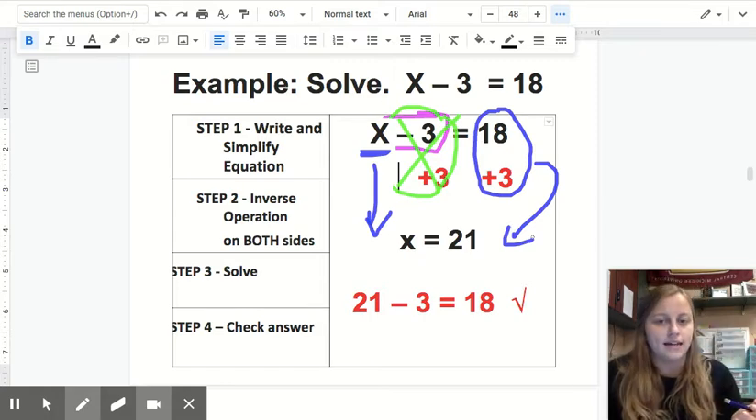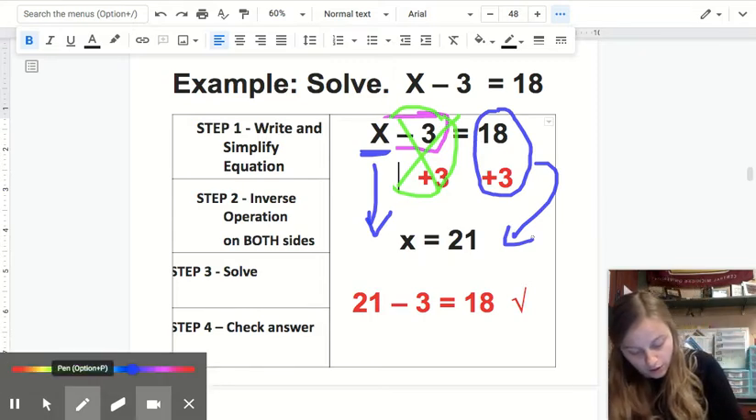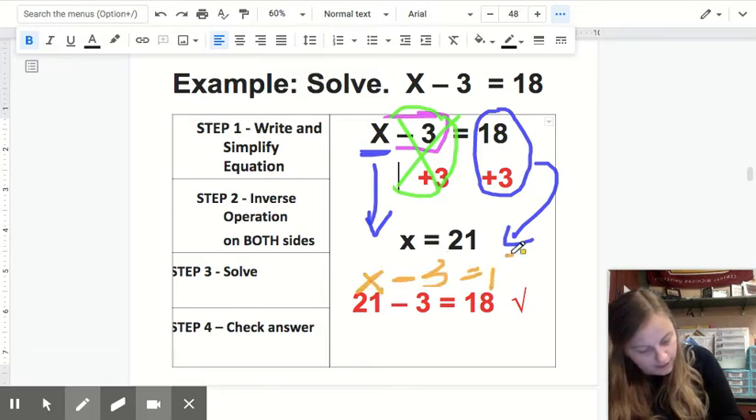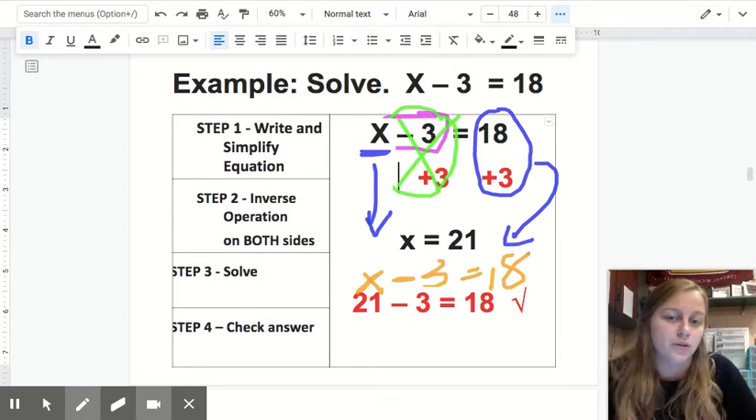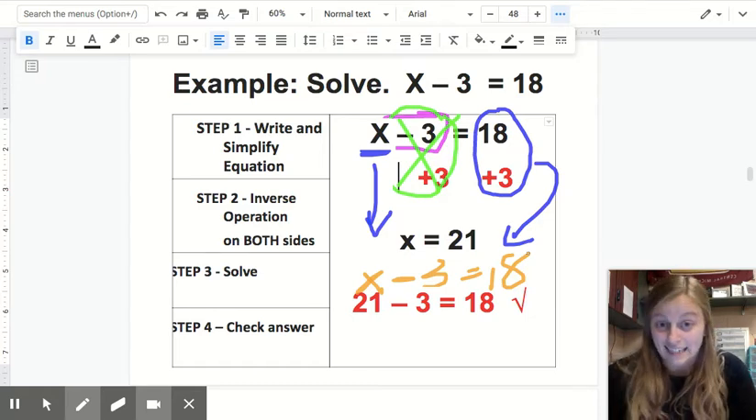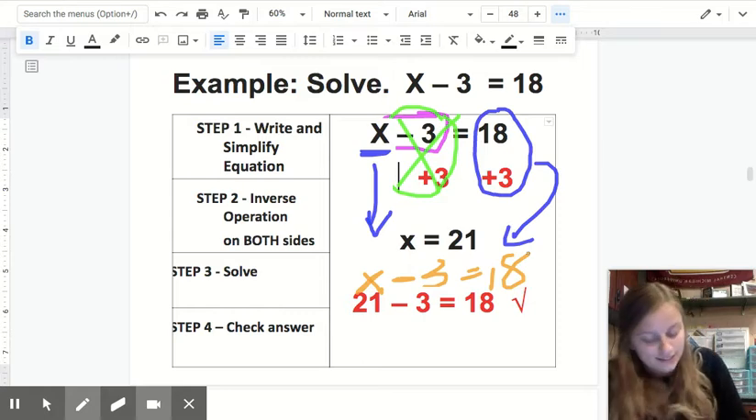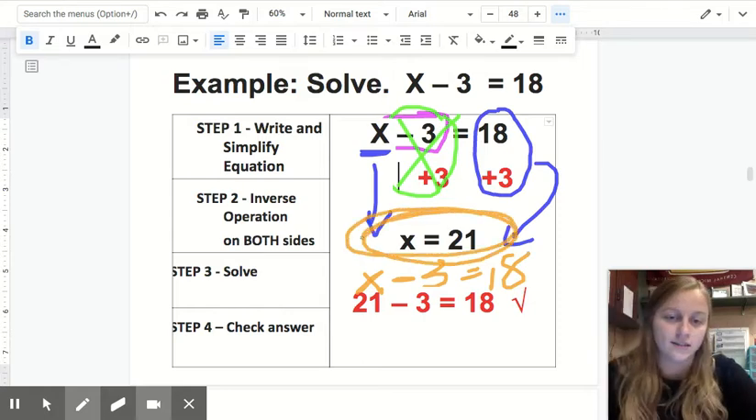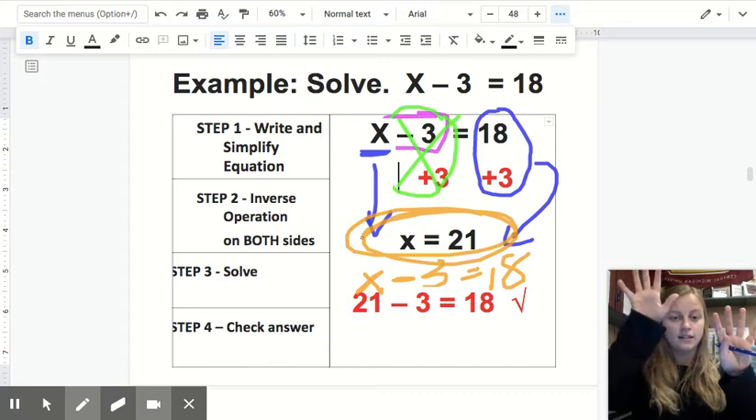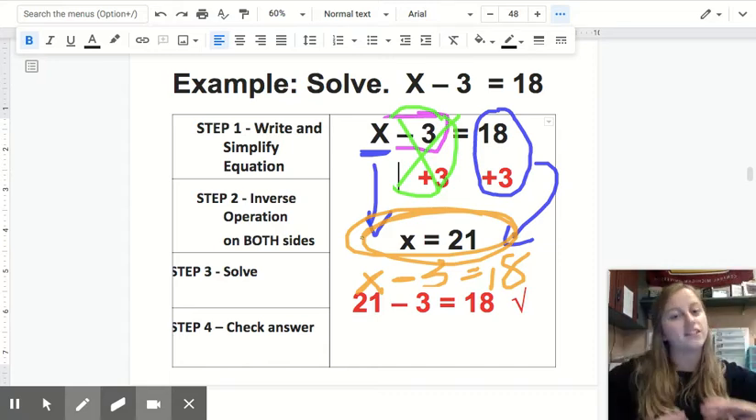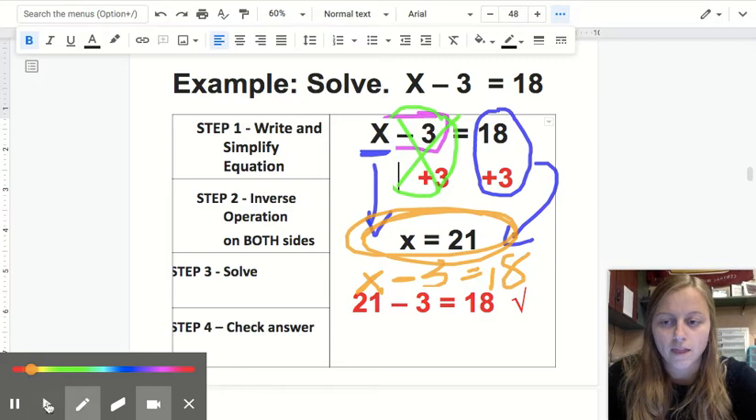Now down here, what I did is I took my original equation, which was x minus 3 equals 18, and I substituted my answer, x equals 21, into that equation. So 21 minus 3, is it 18? Yes, it is. I have my final answer. So again, showing that inverse on both sides, solving, and then checking, did I do it correctly?